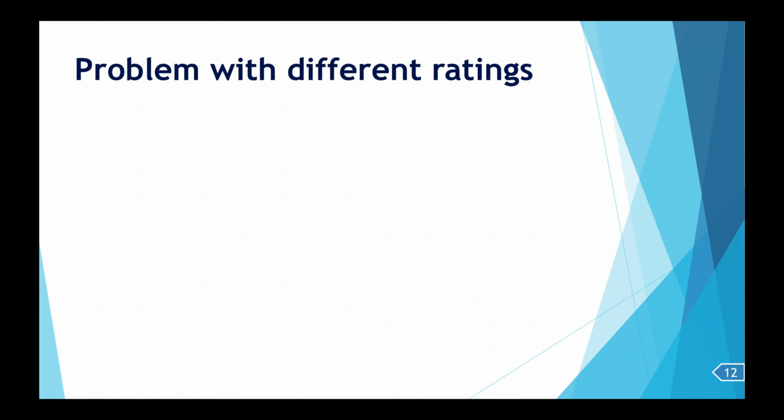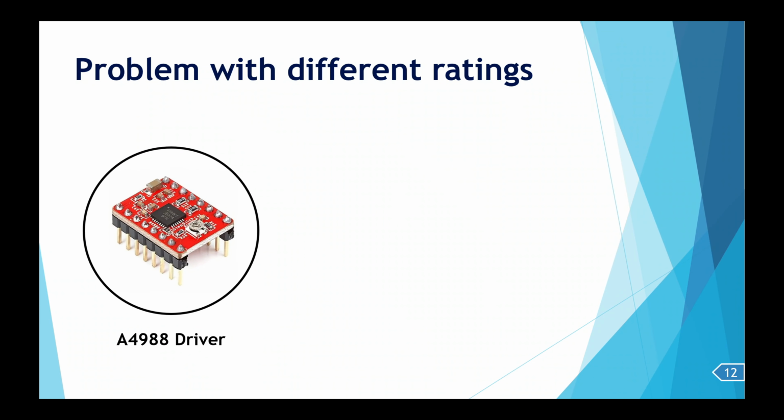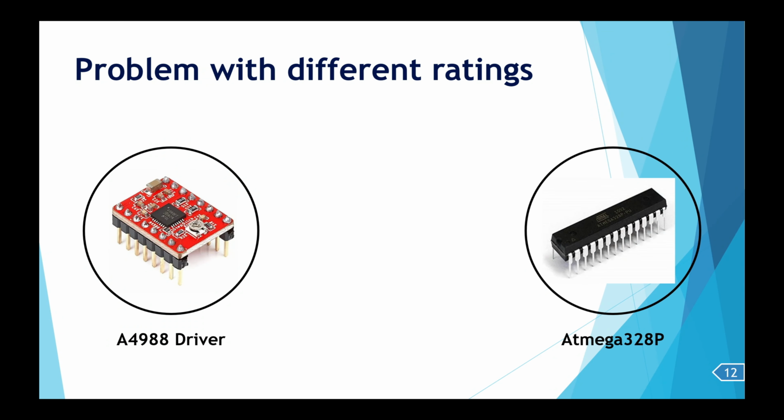Now, the problem is in our circuitry, total circuit of the controller, we have used different components of different ratings, especially A4988 and the Arduino. Those two have different voltage ratings. In case of A4988, it works on the 12 volt power supply, and Atmega 328P IC works on the 5 volt power supply along with all the other components like rotary encoder, display, etc. Now you can see that there is a voltage mismatch.